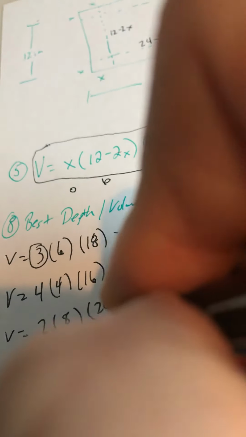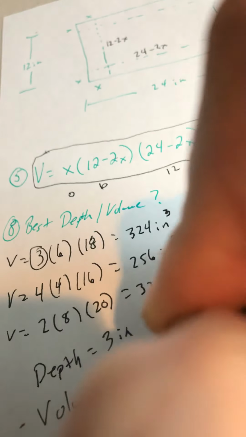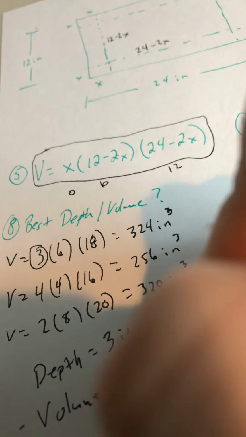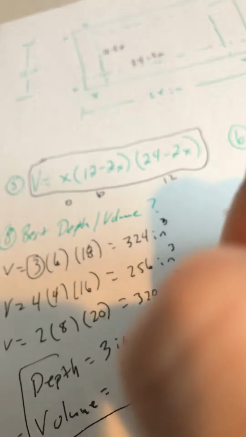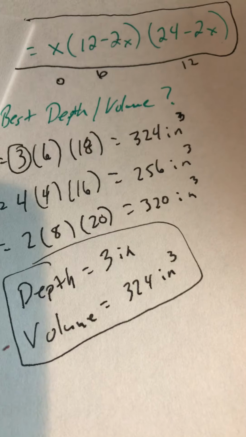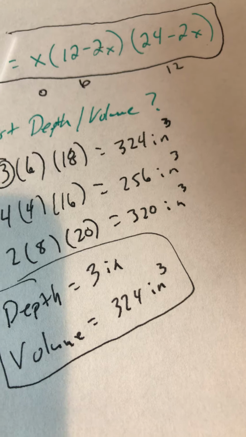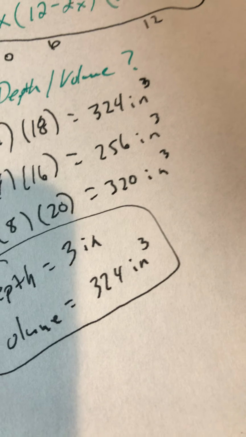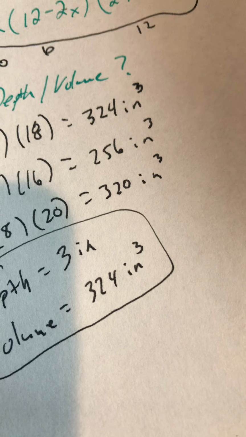So if the depth is 3, that gives us the best volume. And the best volume we would have is the 324. So there are your 2 answers for number 8. The depth that gives us the best volume is at 3 inches. The volume we get at that is at 324 cubic inches.